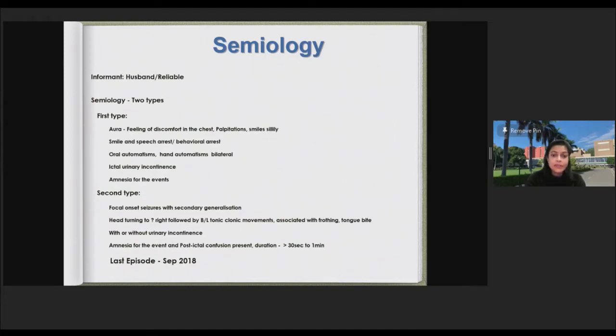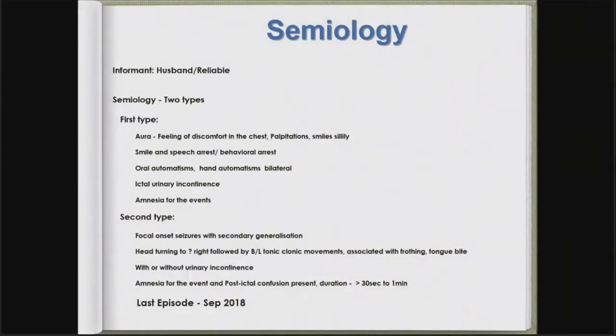Sometimes there seemed to be a lapse and a behavioral arrest. The husband had noted oral, perioral automatisms and hand automatisms, which were bilateral. What is prominent in these seizures was that at times it was the ictal urinary incontinence which told them that the seizure had happened. So they would miss the initial part, and she would not even indicate the aura. The first thing they would realize is that she has been incontinent while sitting in the chair comfortably or even on the sofa while watching television. When asked, apart from the aura, she had no recollection and complete amnesia for the events. Only later would she realize that she had soiled her clothes.